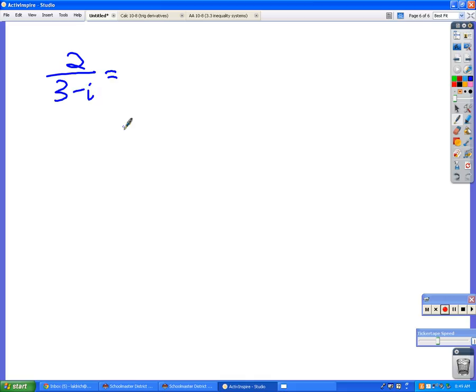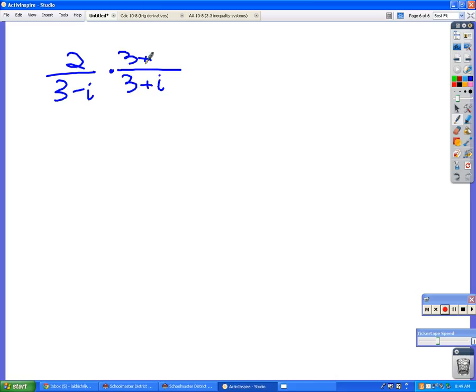So the way that you use this is when you are dividing with complex numbers. If I'm going to take 2 divided by 3 minus i, and I want to write that in standard form, then I need to get rid of that fraction. The way I do that is I multiply both the top and the bottom by the complex conjugate. So what is the complex conjugate of 3 minus i? 3 plus i.